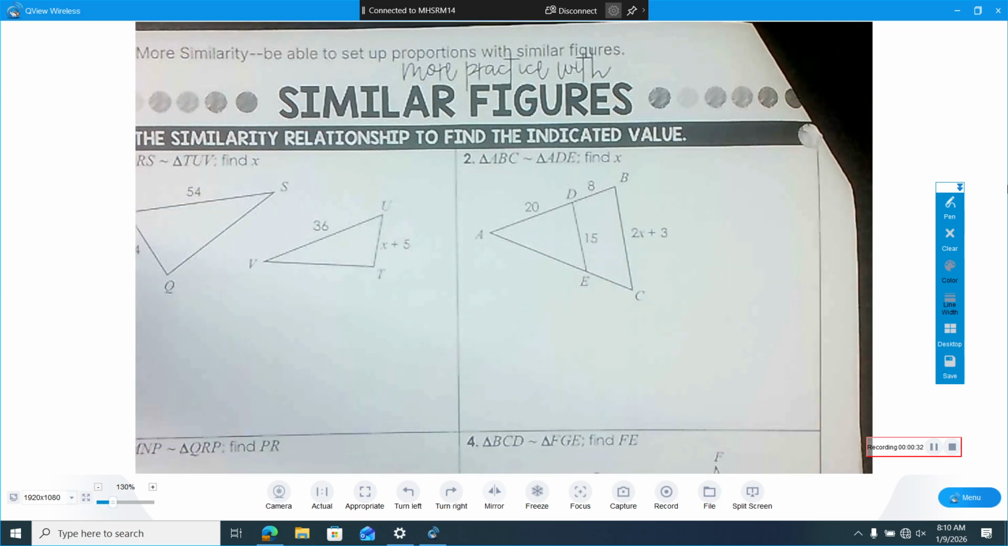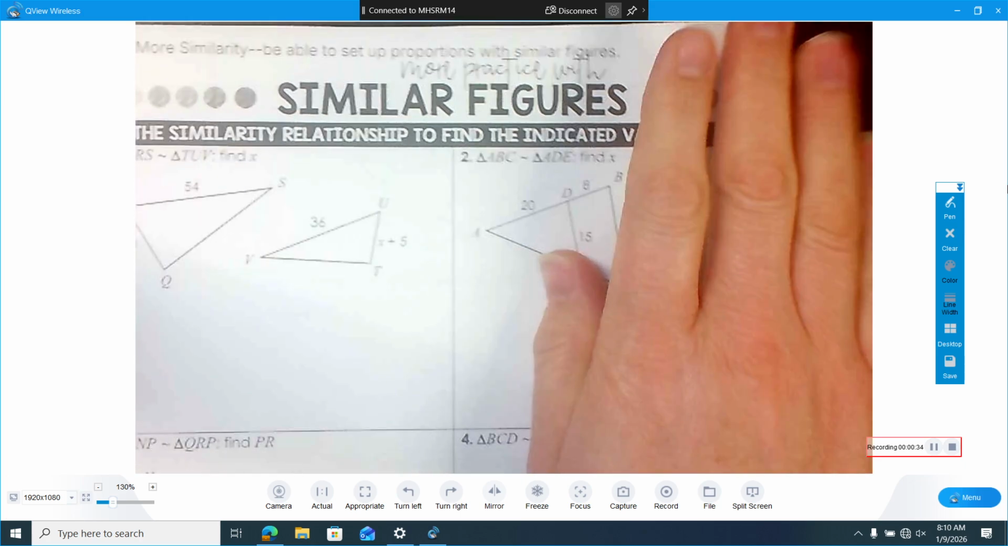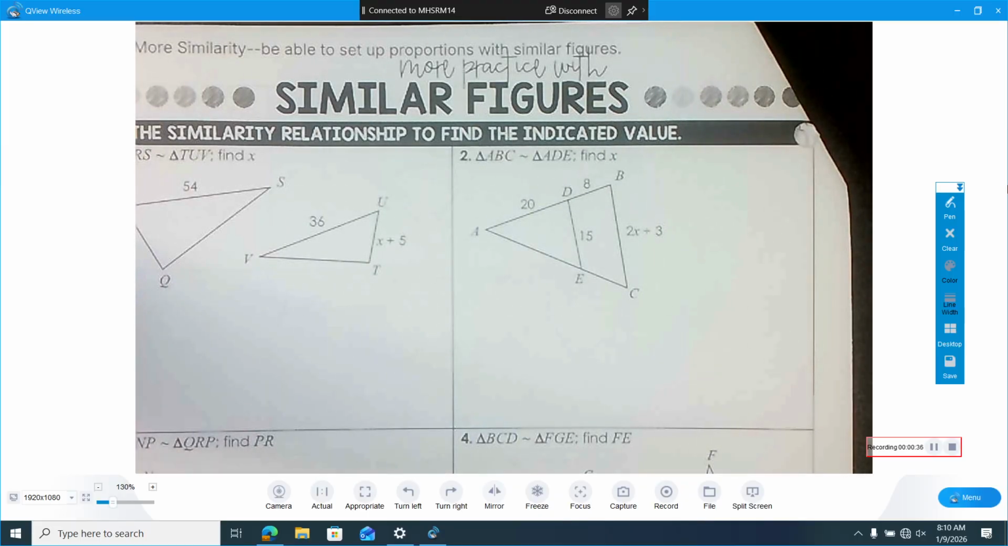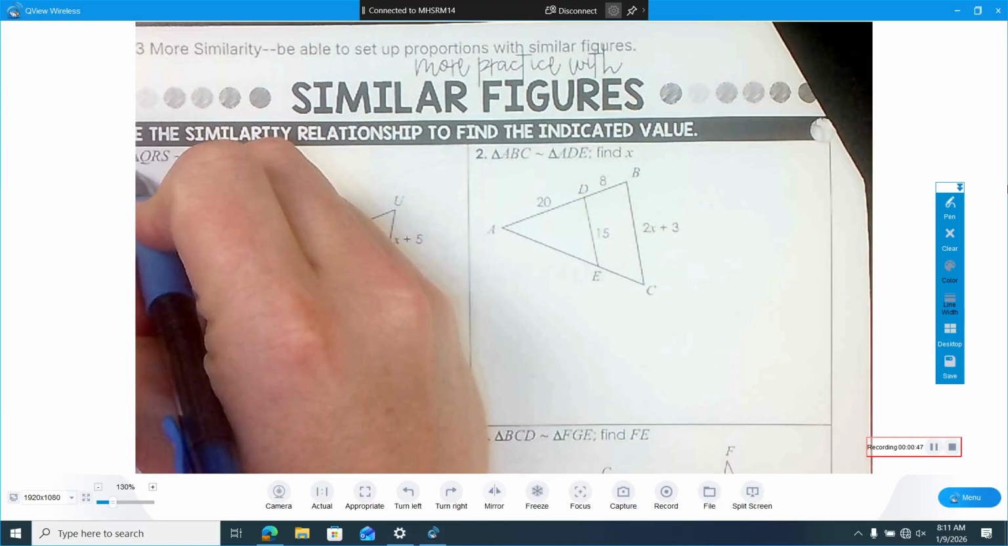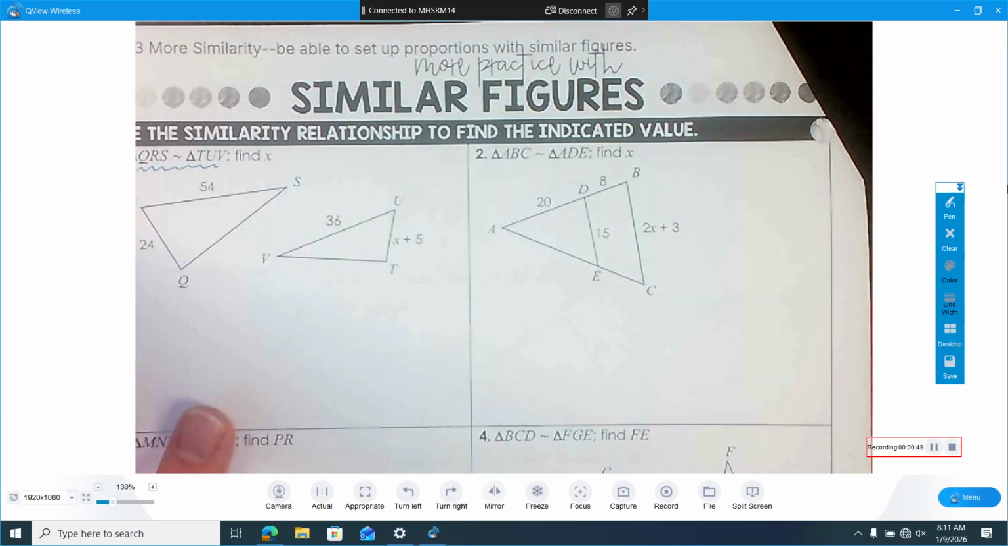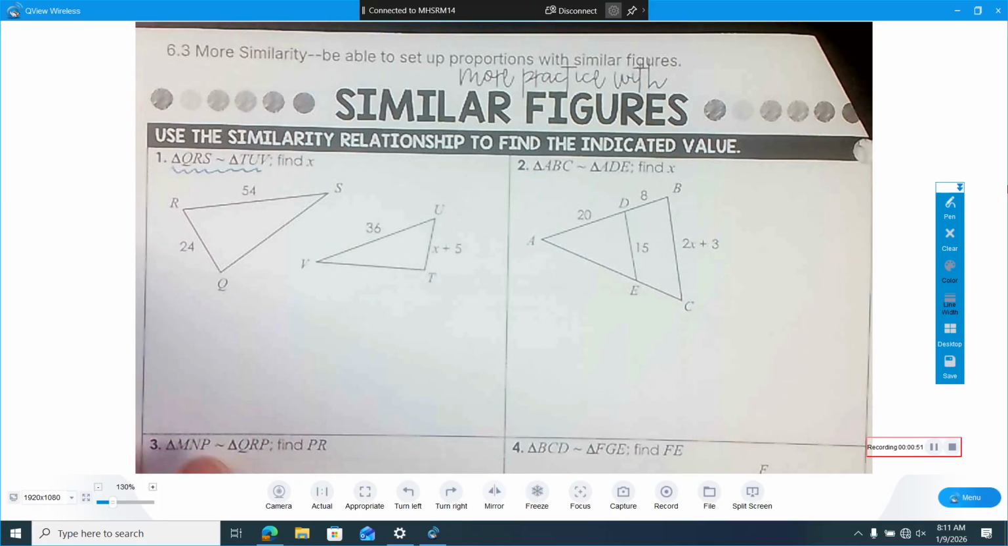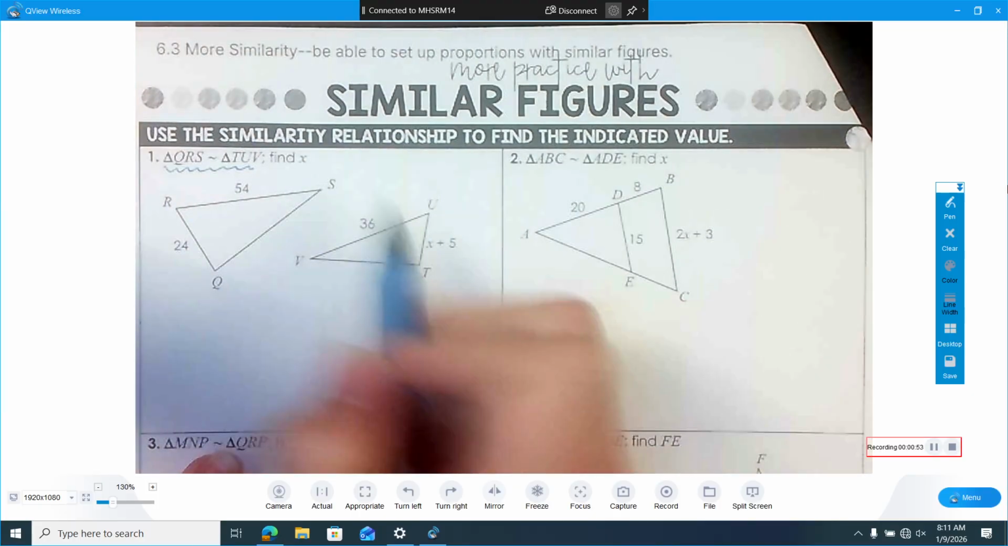If we know that things are similar, what we can do is write a whole lot of proportions. Really all we have to find are those corresponding sides, so we can write little ratios of corresponding sides. I will look at number one. We have this lovely similarity statement. And again, this is important to read, important to understand, and mark on our picture.